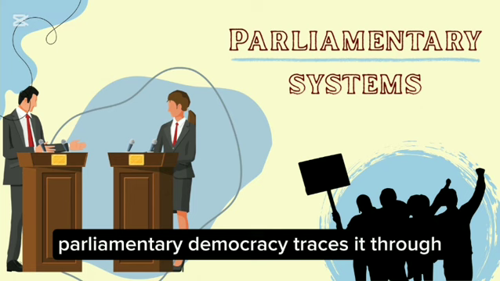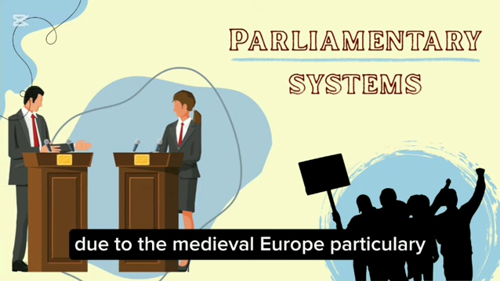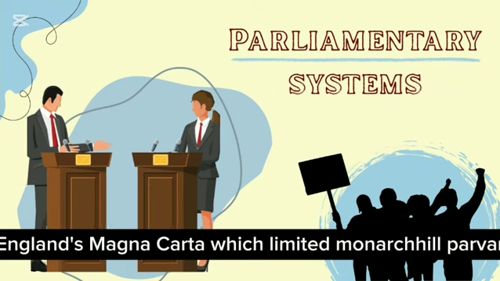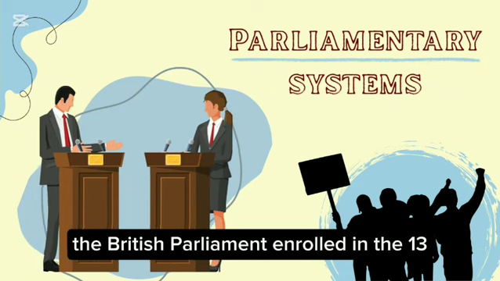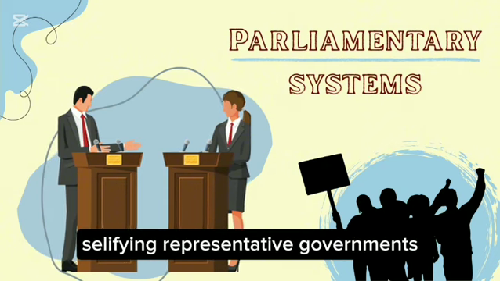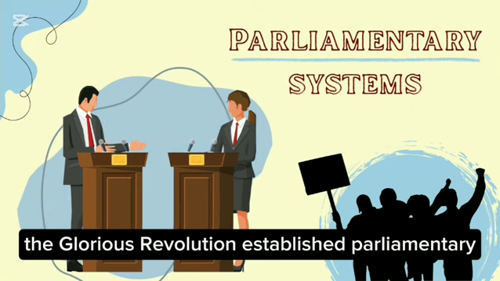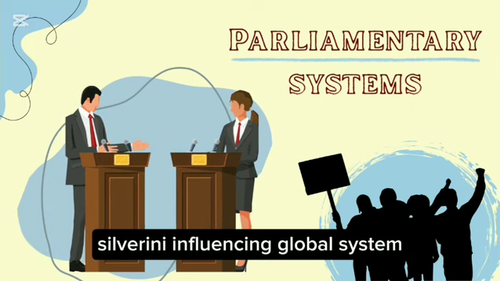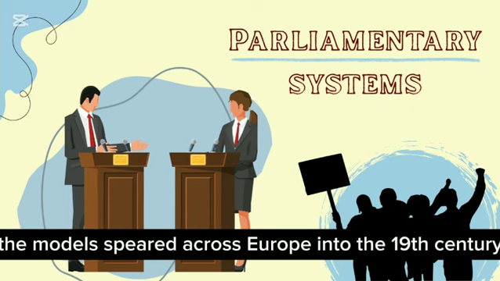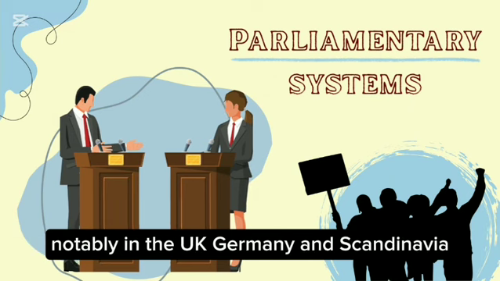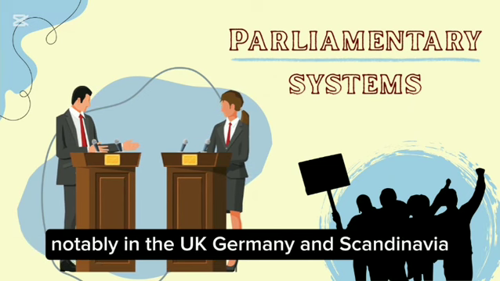Parliamentary democracy traces its roots to medieval Europe, particularly England's Magna Carta, which limited monarchical power. The British Parliament evolved between the 13th and the 17th centuries, solidifying representative government. The Glorious Revolution established parliamentary sovereignty, influencing global systems. The model spread across Europe into the 19th century, notably in the UK, Germany, and Scandinavia.